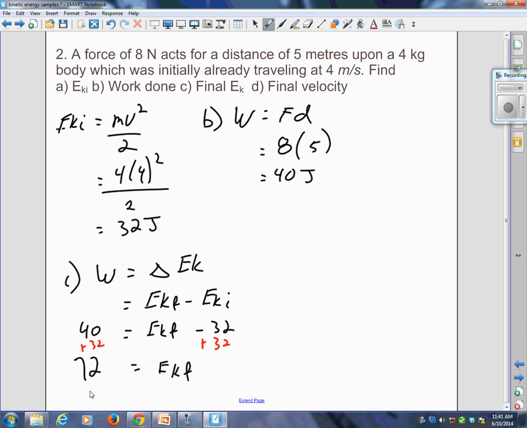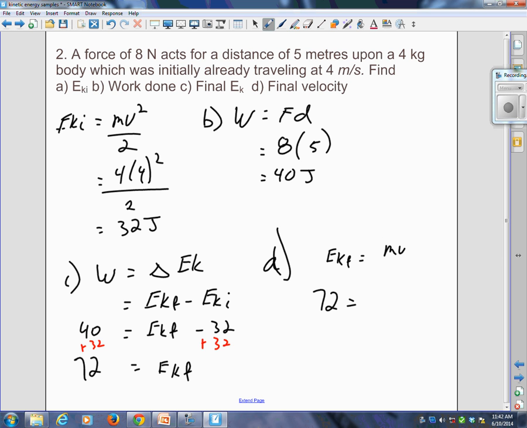That sounds fun. D, final velocity. Is it easy? EKF's pretty easy, right? It's just equal to 1/2 mv squared. How much kinetic energy does it have at the end? 72. EK equals 1/2 mv squared. The F is just if this velocity is final, right? Yeah, but where did the half... Oh, sorry, my mistake.